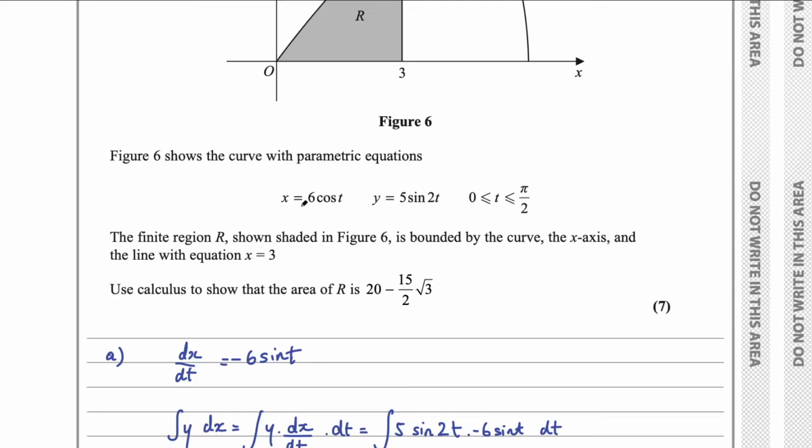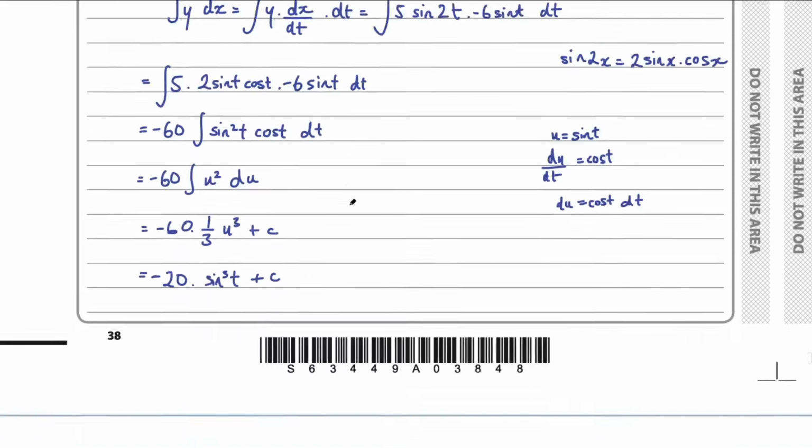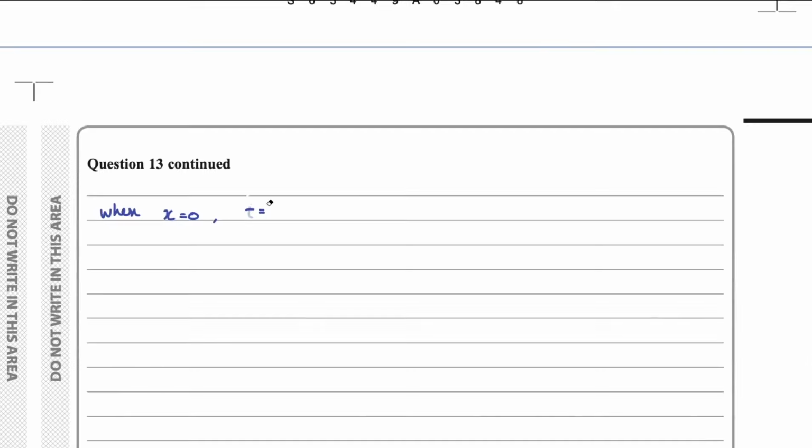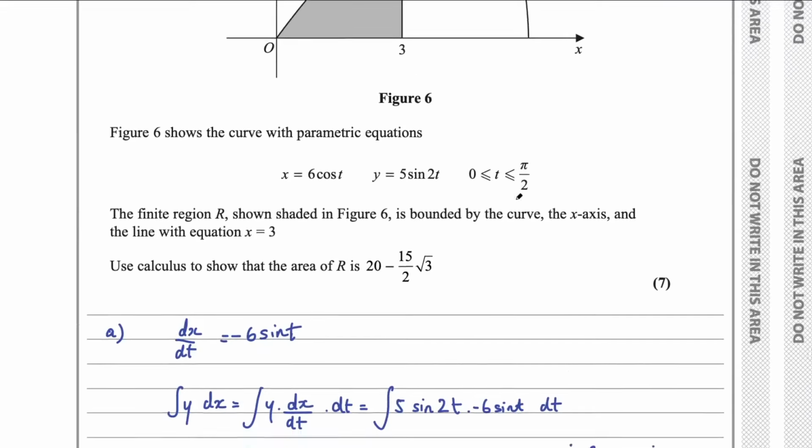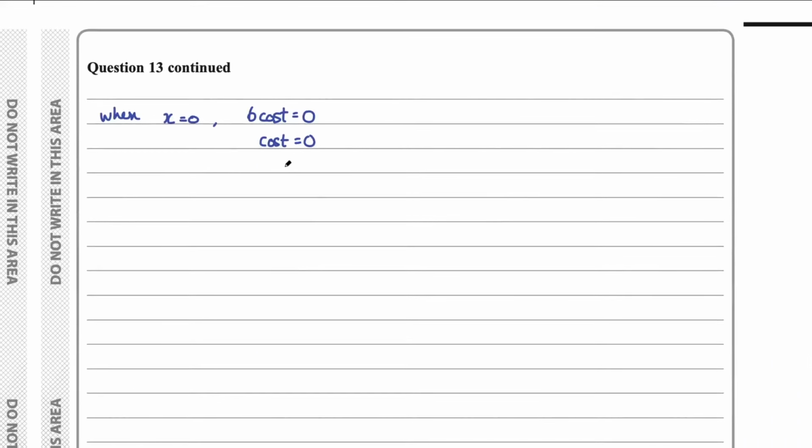So if x was 0, well, we would have 6 cosine t equal to 0. So actually, let me rub that out. So we'd have 6 cosine t equal to 0. So then cosine t equals 0 divided by 6. And so what is the solution when the cosine function is 0? That is when t is 90 degrees and 270 degrees, or in this case, we're talking about radians, that would be pi on 2. And let's look at the domain of t again. Well, t is between 0 and pi on 2, so the only solution there for t would be pi on 2. So t equals pi on 2.